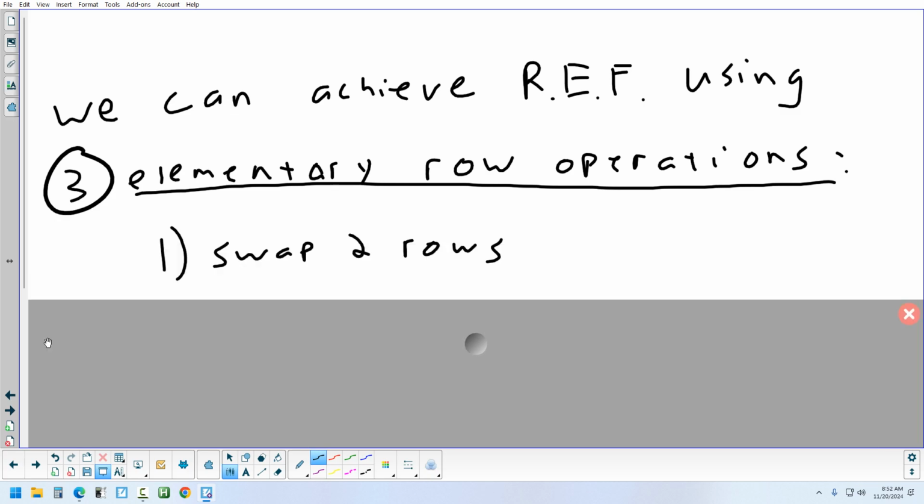You are allowed to take any 2 rows and swap them. That will not affect the answer to the problem. You could just think of that as having a different order I gave you the equations. That's fine. So you can take any 2 rows and swap them.